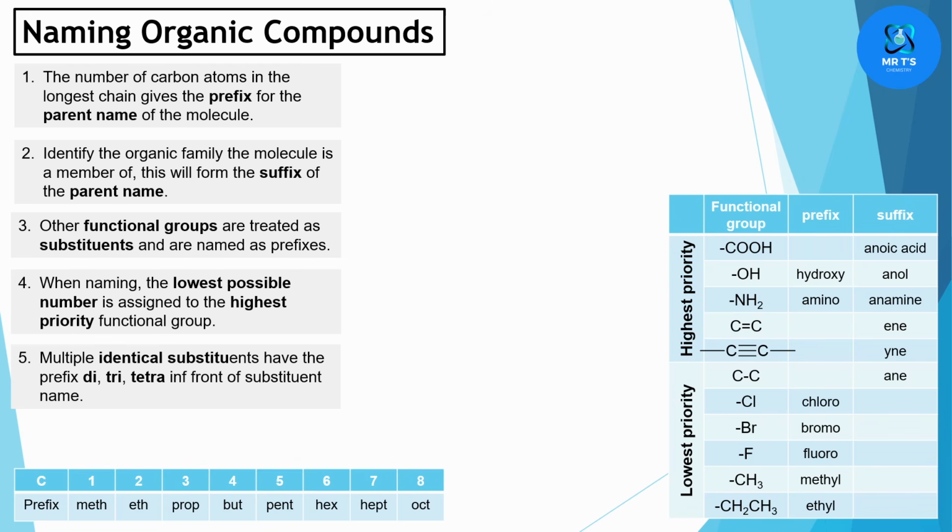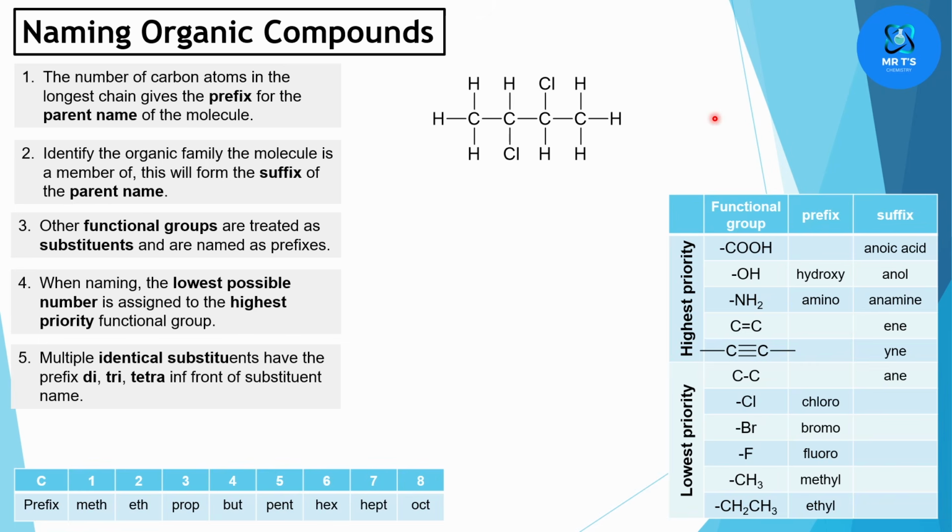Okay, so let's continue to look at naming organic compounds. In this part of the video, we're going to look at what if we have multiple identical substituents, how are we supposed to write that, and we're going to learn about the prefixes di, tri, and tetra that are used in front of the substituent name or the prefix name at the front. So here's the first molecule.